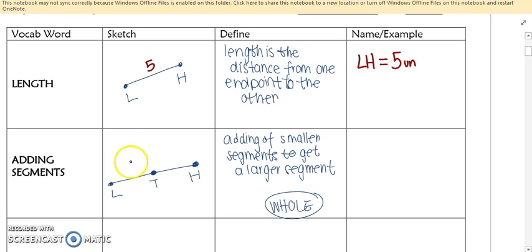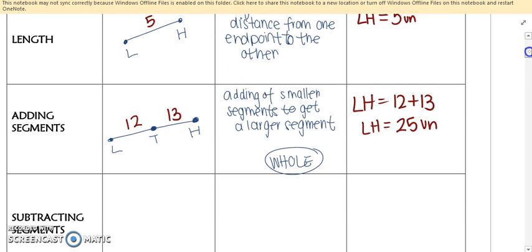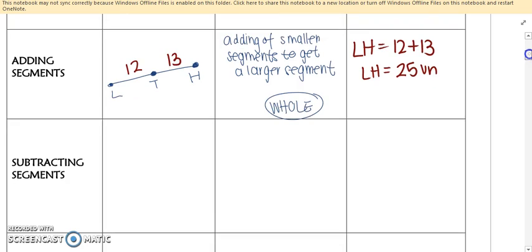So maybe this measure is 12, this measure is 13. To find the measure of LH, we add 12 and 13 together. So we can say LH now has a measure of 25 units. And again, I'm just using random variables and diagrams for this.